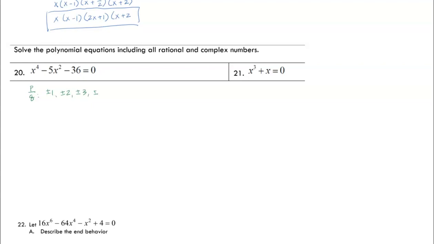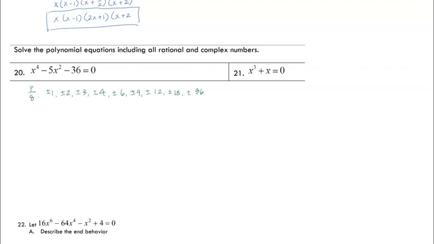36 divided by 4 is 9. No, not 5. 6, 9. Why did I do this myself? Repeated it. Okay, so 3 and then 12. 36 divided by 2 is 18, plus or minus 36.